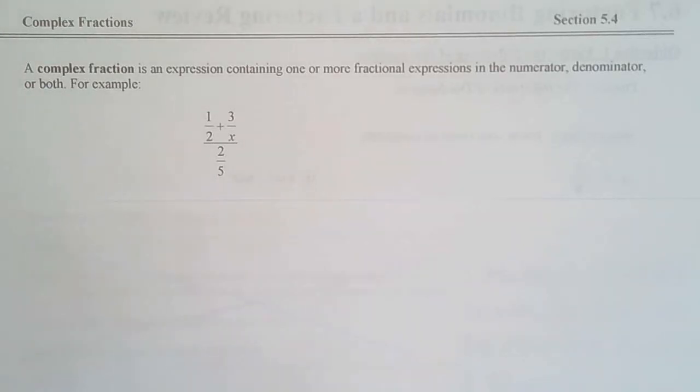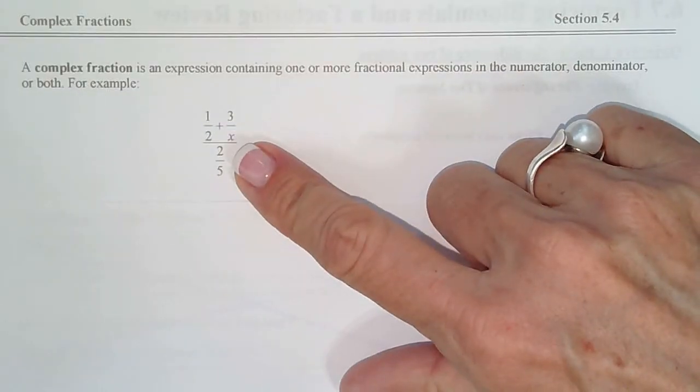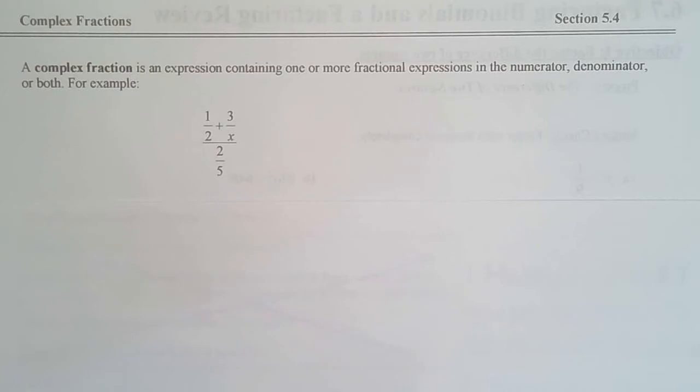In section 5.4, we're going to learn about complex fractions. The nice thing about this is we don't have a whole lot to learn in this section. Yes, these problems look very different, but as long as you learned how to find the least common denominator in section 5.3, that's all you really need to know. Find the least common denominator, and then we're going to multiply every single term by that LCD, and all the fractions are going to disappear.